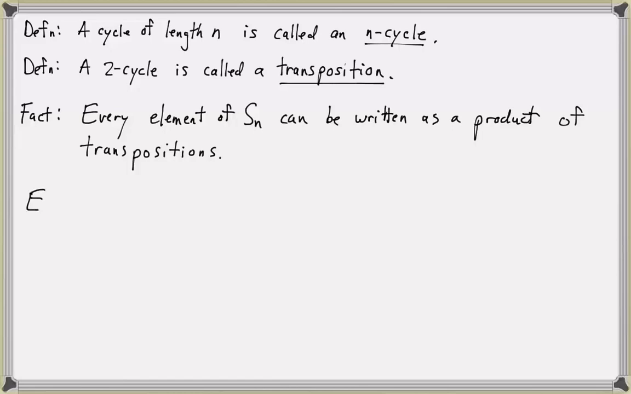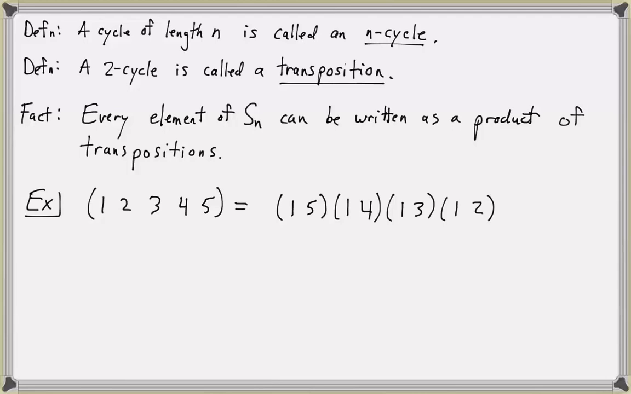And as an example, let's look at a 5 cycle, (1 2 3 4 5). And let's look at the following process, which we used in a previous example. We can actually write this as the product (1 5)(1 4)(1 3)(1 2). And to verify this, we saw that in the original cycle, 1 gets mapped to 2. So if we look at this product on the right, 1 gets sent to 2, and then there's no other 2s in this product, so that would be the output. If we input 1, we would get output 2.